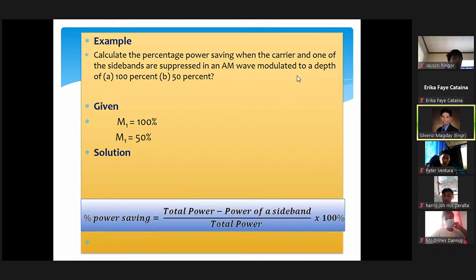Paano pag yung modulation index or the depth of the modulation is at 100%, at paano kapag 50%? Total power calculated as PT equals PC times 1 plus m squared over 2. Paano yung sa power of a sideband? Of a sideband, sabi nyo. Ilang percent power saving?